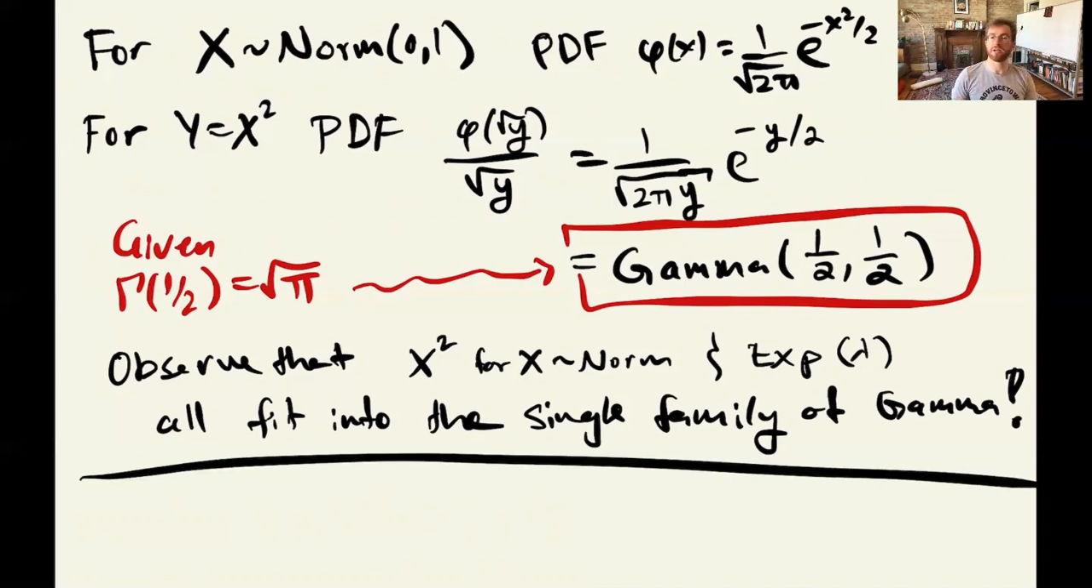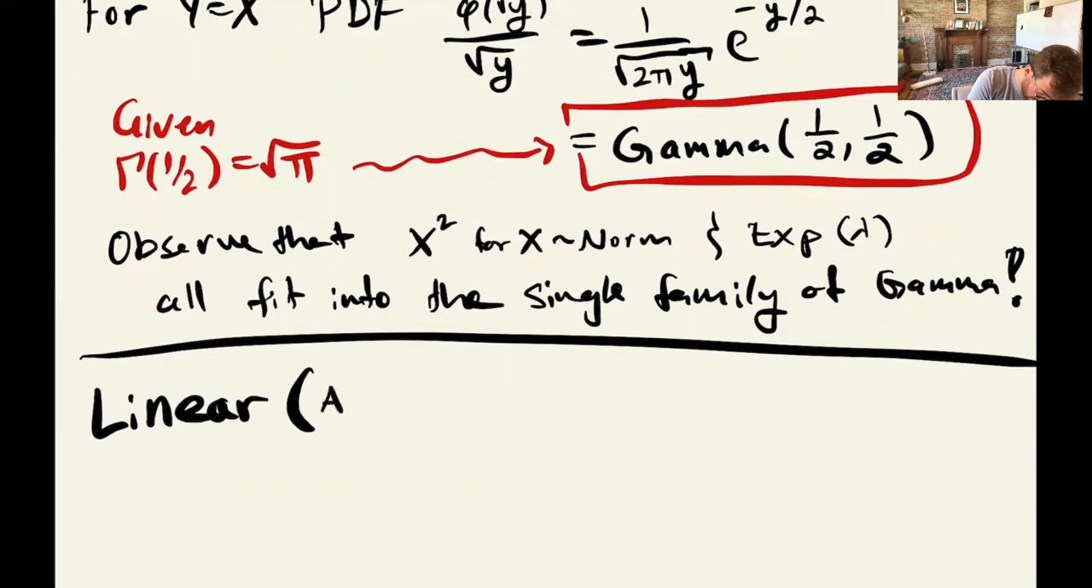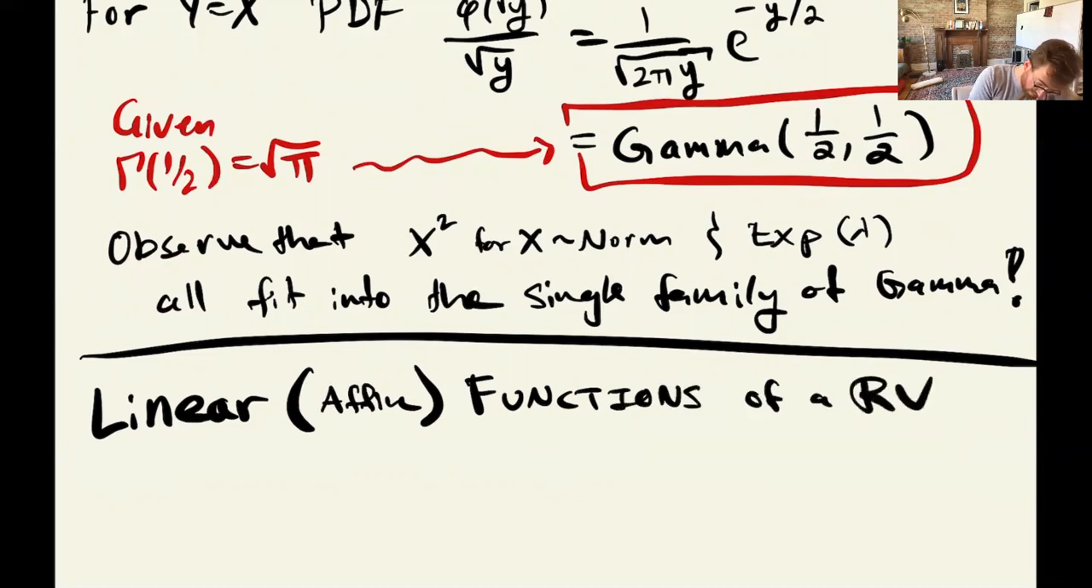Now that may have been a little fast, especially for those of you who haven't practiced with the chain rule in a little bit. So let's look at a situation where the chain rule looks a lot simpler. One situation in which this occurs is when we're looking at a linear function of a random variable. Some people will say affine functions of a random variable.